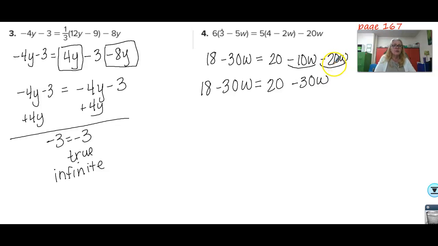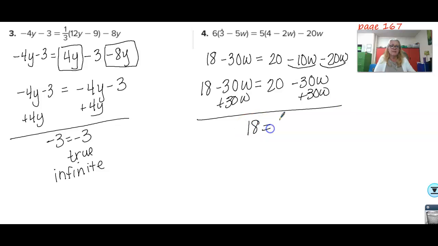Now, at this point, you will notice that this is not a true statement, okay? Both of the 30s are the same, so that number is going to be the same, but this side only has 18 and this side has 20. This side will always be 2 bigger than this side. It's never going to balance. Don't believe me? Add 30w to both sides, and you will have yourself a false statement because 18 is not equal to 20. That's false. So this equation has no solution.